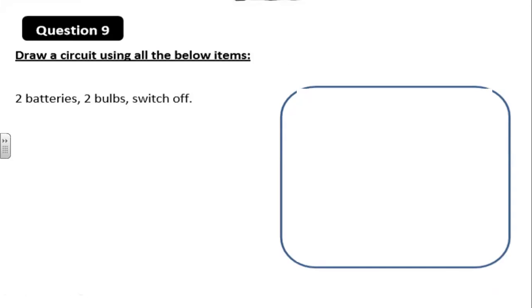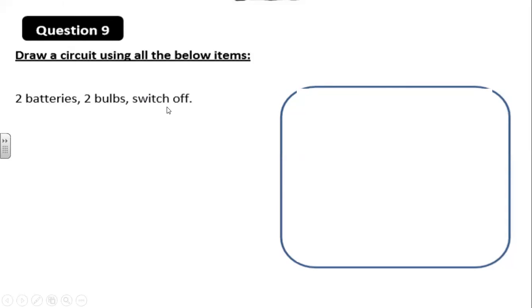The first, of course, in the exam, I'm not going to tell you to draw anything because we're online. It's going to be very hard to add a drawing question, but we're adding it just for you to refresh your memory and to know the parts of the circuit in case you get an exam question about them. So in this question, draw a circuit using all the below items. You need to add 2 batteries, 2 bulbs, and the switch off.